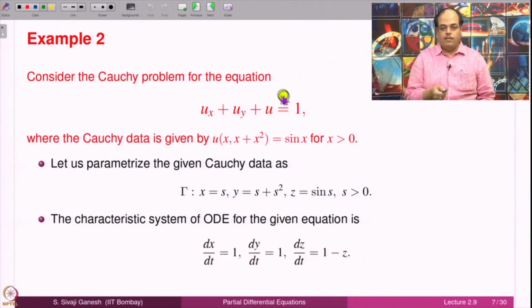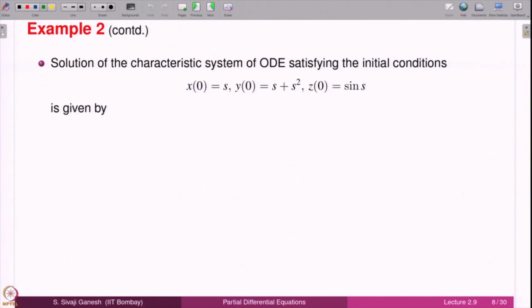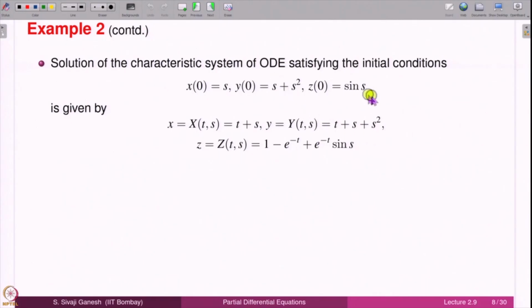Do not think it is 1, it is 1 minus z, because the equation is of the form a ux plus b uy equal to c. So dz by dt equals c, therefore it is 1 minus z. Now we need to solve the system of characteristic ODEs with the initial conditions given here, and we get solutions as this: x is t plus s, y is t plus s square, z equals 1 minus e power minus t plus e power minus t into sin s, fine.